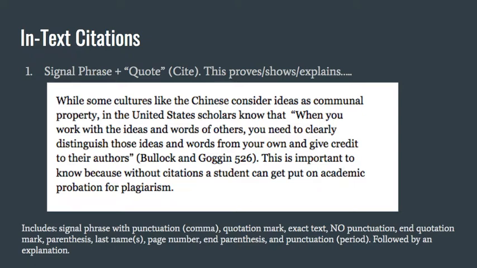The other thing that you need to know is that, and you can see below, I kind of break it down almost into a formula. You'll see the signal phrase, the quotation mark, the exact text. You go right into an end quotation mark with no extra punctuation. We have a parentheses with the author's last names and page numbers, end parentheses, and then punctuation. And we follow this by an explanation.